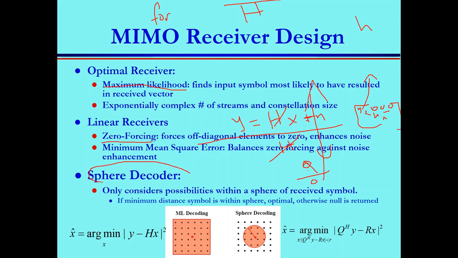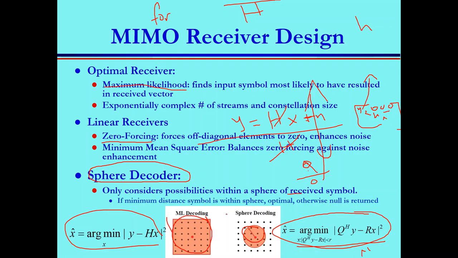And we have the sphere decoder, which only considers possibilities within a sphere around the received symbol. So within a sphere, you try to decode your signal. You don't need to decode it among all the points. Sphere decoding. This is ML decoding, a for loop over all the possible transmitted points, but here within a sphere. And within a sphere, you can do ML. If the minimum distance symbol is within the sphere, it is optimal, otherwise null is returned. This is the basic structure. This is for ML, this is for sphere decoding, which is less complex.